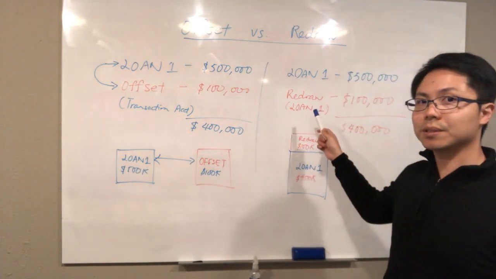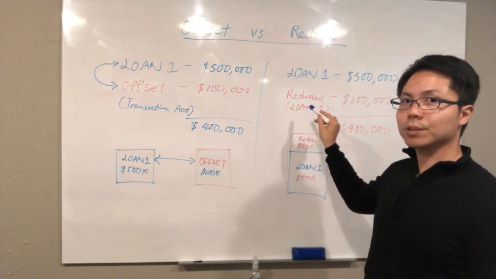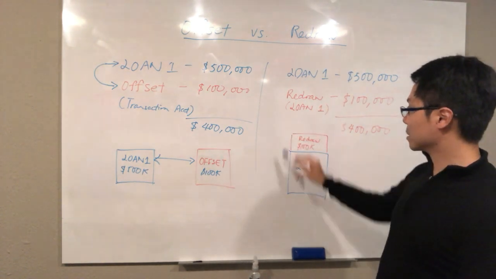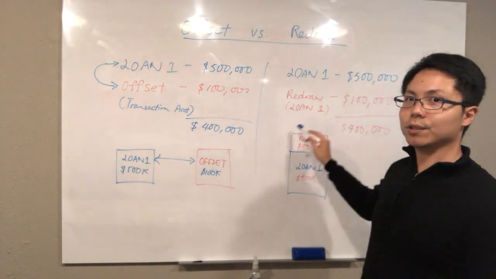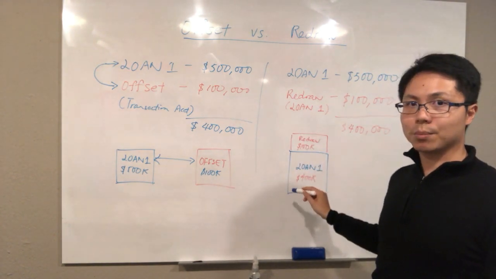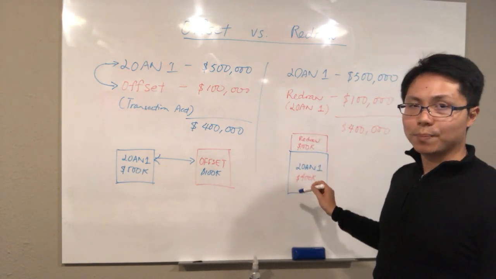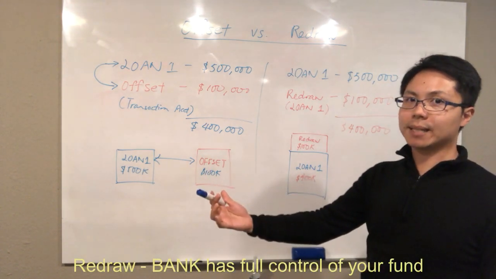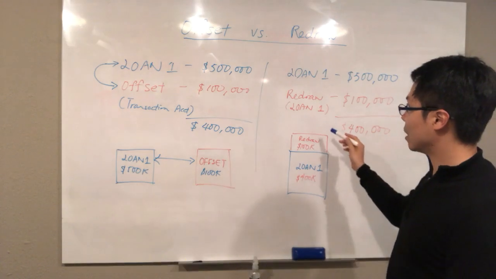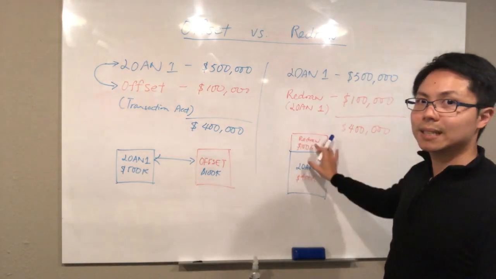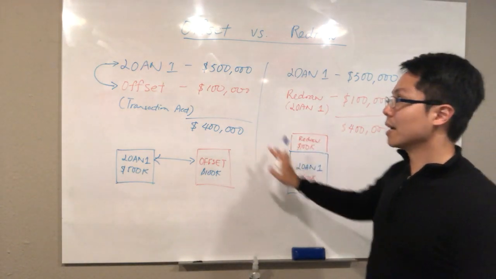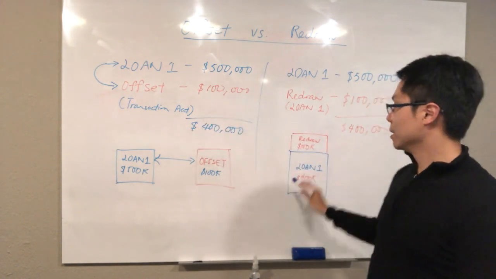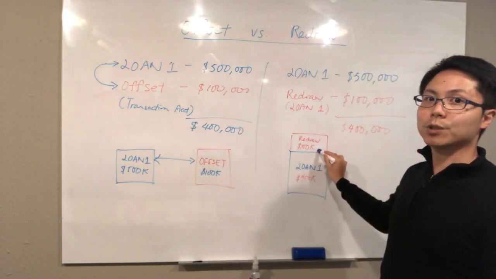In the redraw scenario, it's slightly different. Every time you need to redraw the money out, because it's part of the loan, most of the time you need to complete a redraw form for the bank to review and approve in order to give you that money back. Okay, so it's not something where you can just say, I've got control of the redraw fund and I'd like to use whatever I like, as in the offset case. You actually need to ask the bank's permission to give you that.